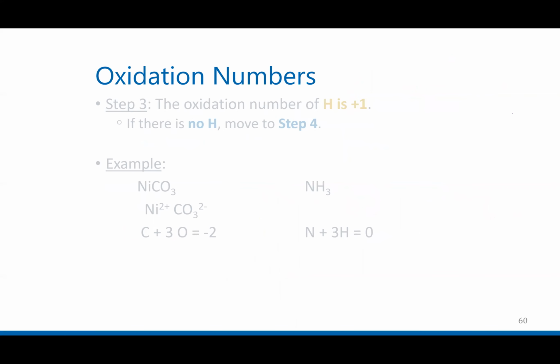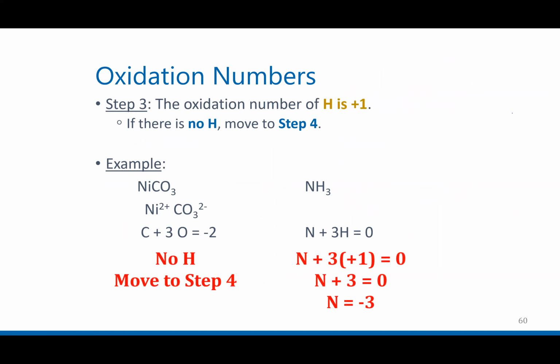Okay, step number 3. If there's a hydrogen there, the charge on hydrogen is +1. If there's no hydrogen, move to step 4. Is there a question? No question? Okay. So, step number 3, the oxidation number of hydrogen, if it's there, is +1. If there is no hydrogen, go to step 4. So nickel carbonate here, there is no hydrogen present, so I need to go to step 4 for this one.